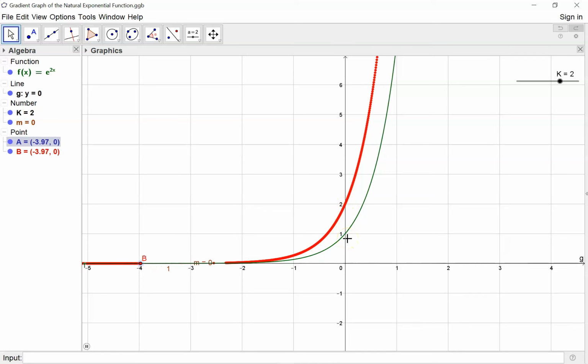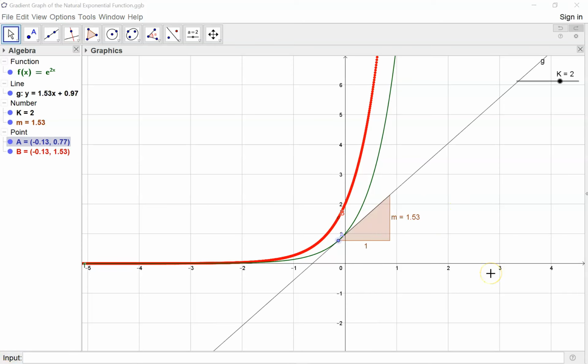The gradient has changed. So when you differentiate this e to the 2x, what we actually get is a steeper function, which is 2e to the 2x, okay, because this is e to the 2x, and the gradient, you see, is a lot steeper. So what we've actually got is a dilation from the x-axis of 2. So the derivative of e to the 2x is therefore going to be 2e to the 2x.